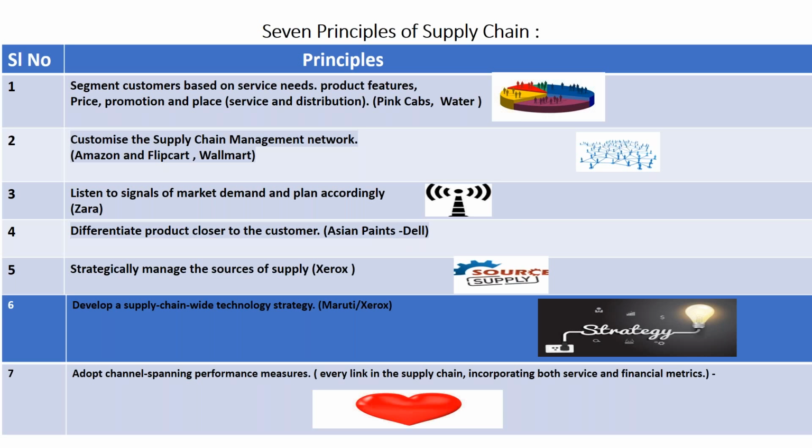Now, differentiate product closer to the customer. Now you can't have very high inventories all the time. Asian Paints is one of the examples, which is a pioneer. What they have done, you all know, is that they make their base paint ready, and if you want pink, immediately in 15-20 minutes they will give you pink paint.